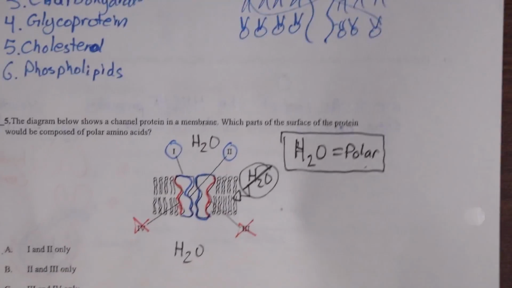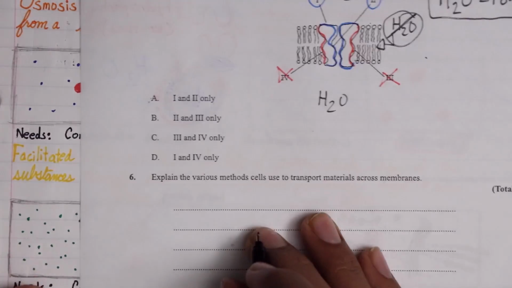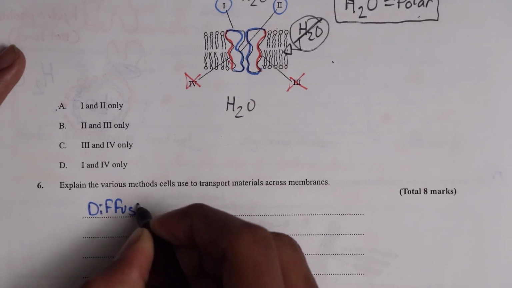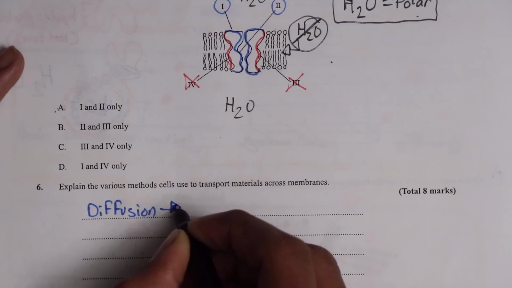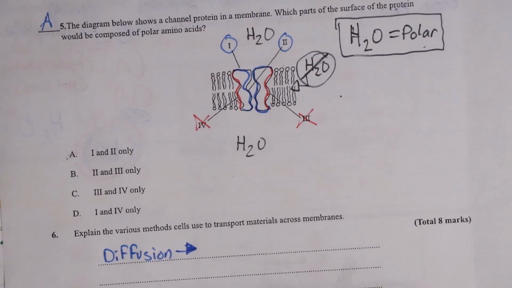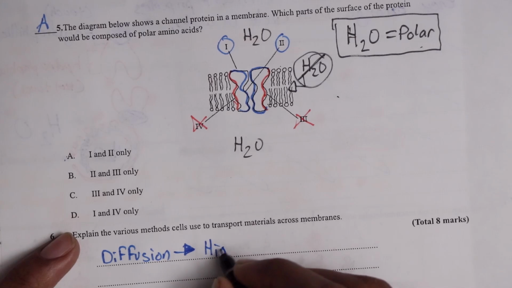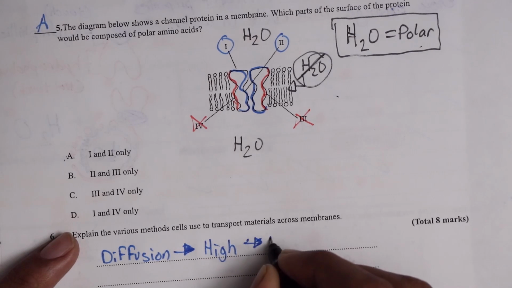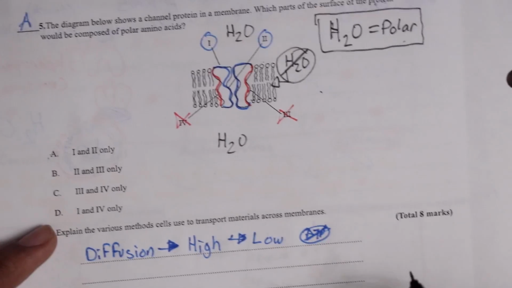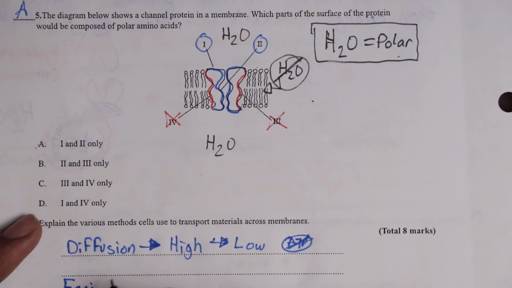So if we summarize all of that into this, so we have diffusion, this just needs, so explain. So it's just from high to low. High to low, and it does not need energy. So no ATP. Facilitated diffusion.